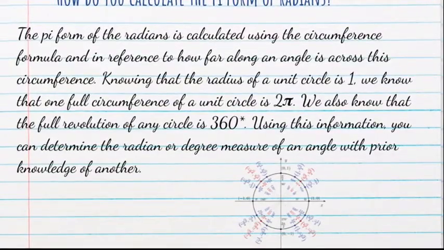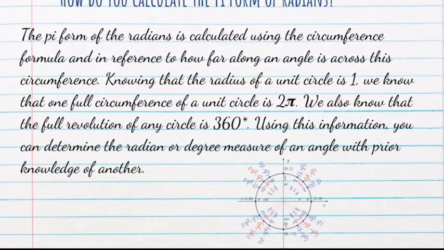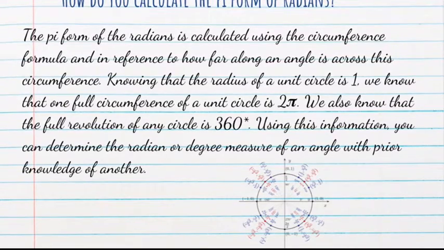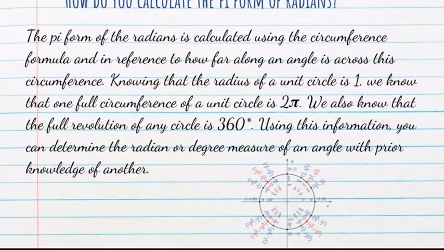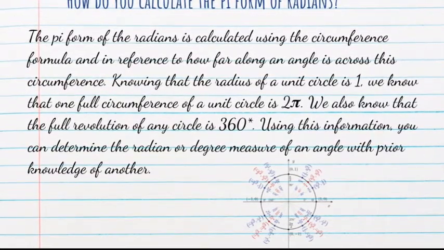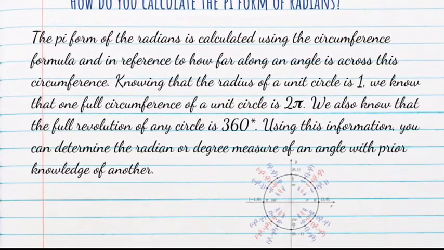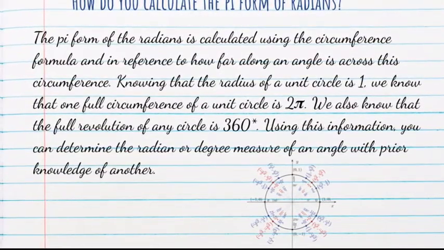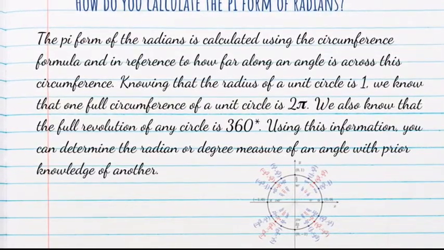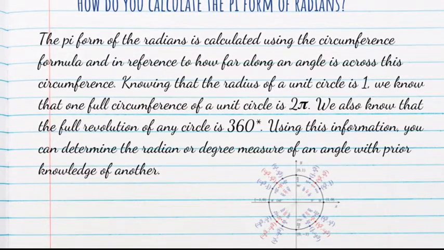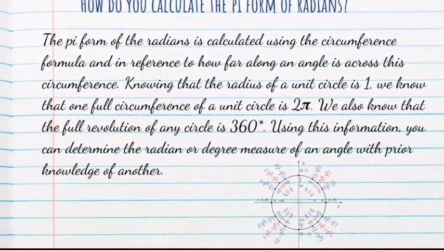How do you calculate the pi form of radians? The pi form of radians is calculated using the circumference formula and in reference to how far along an angle is across the circumference. Knowing that the radius of a unit circle is 1, we know that one full circumference of a unit circle is 2 pi. We also know that the full rotation of any circle is 360 degrees. Using this information, you can determine the radian or degree measure of an angle with prior knowledge of another. Furthermore, we can use the ratio 180 over pi or pi over 180 to solve for either radians or degrees.